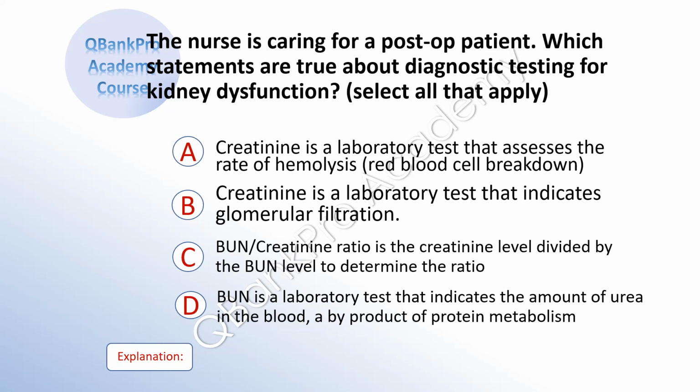C. BUN creatinine ratio is the creatinine level divided by the BUN level to determine the ratio. D. BUN is a laboratory test that indicates the amount of urea in the blood, a byproduct of protein metabolism.